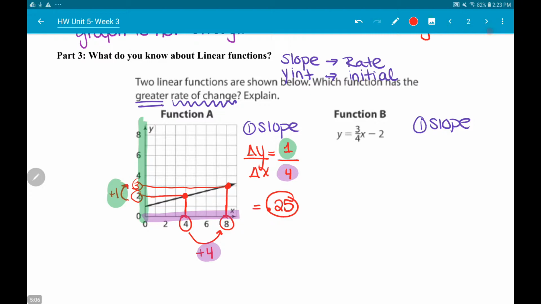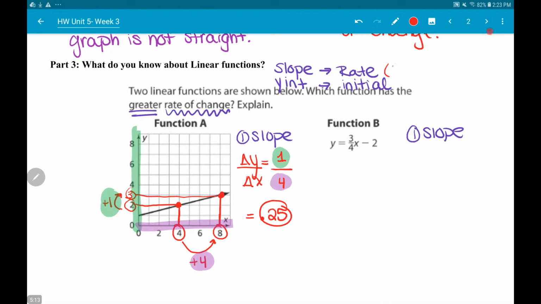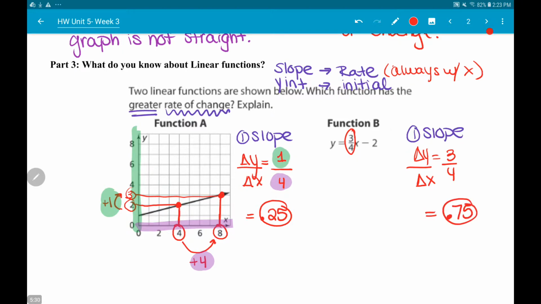If I look at function B, it is in the format of an equation. And what's nice about that is I don't have to do any work. My slope is always with the x. So in this case, my slope is equal to 3 over 4. That's my change in y over my change in x. When I simplify that in the calculator, that gets me 0.75.